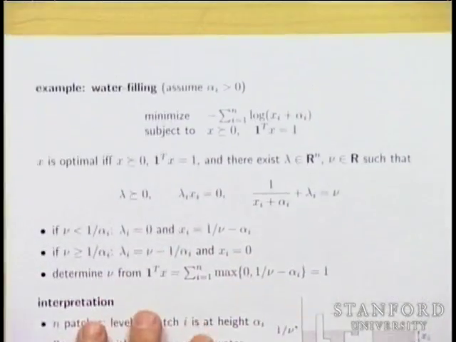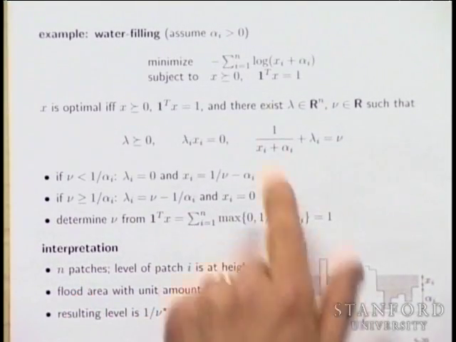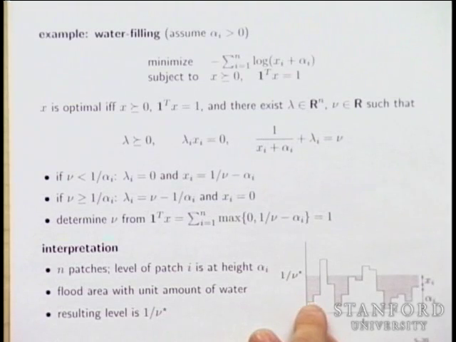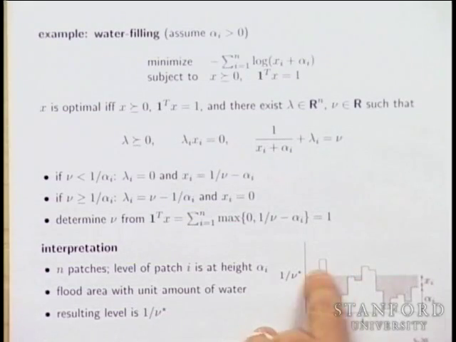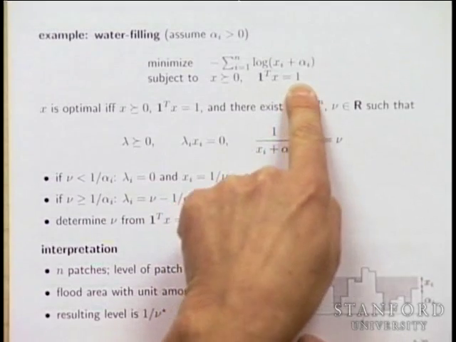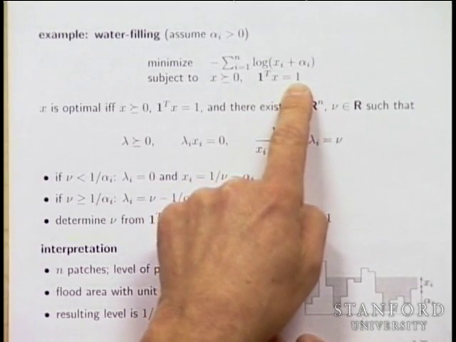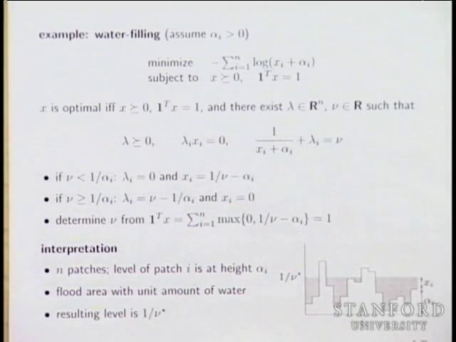Here's the interpretation, which gives it the name water filling. There's a way to interpret this very nicely. What you do is you make heights alpha I, like this, and then you pour in some water here. And so you flood this area with, say, a unit of water, or actually in general, in the communication context, the right hand side is P, which is a total power that you're going to allocate to some channels. You flood it, and the depth of the water gives you the optimal X. Okay, so that's the picture here, and it's actually kind of nice.